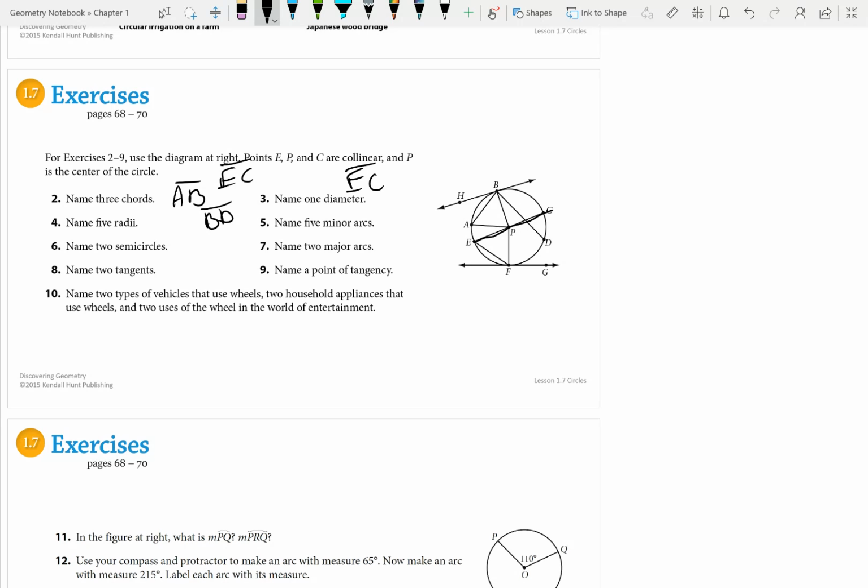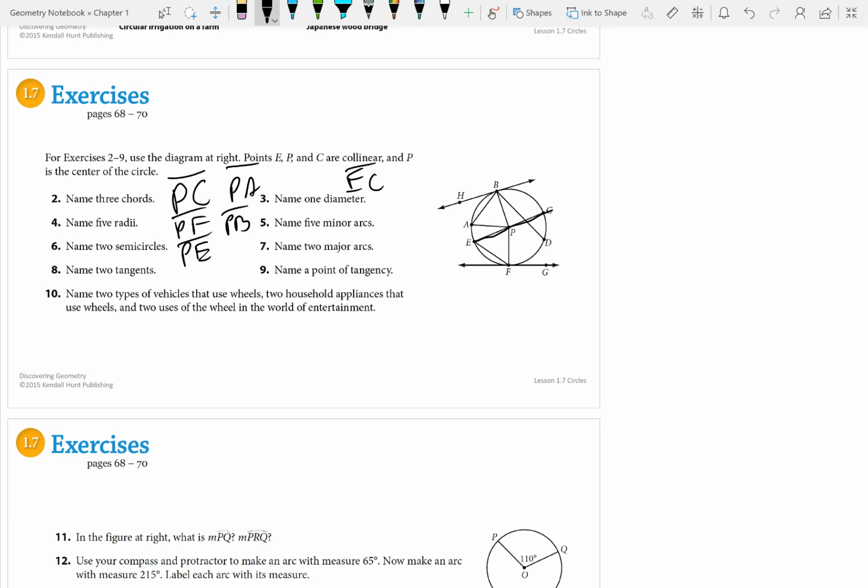Name 5 radii. Oh boy, here we go. I'm going to erase this so I have more room here. 5 radii. P to C. P to F. P to E. P to A. P to B. Cool.